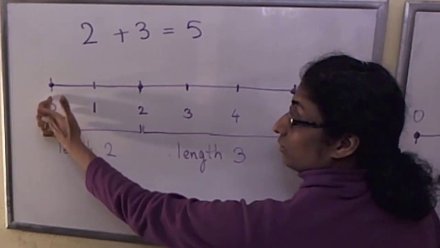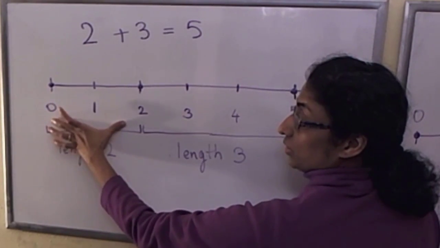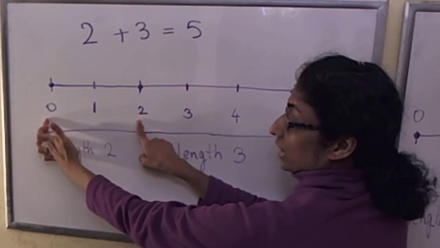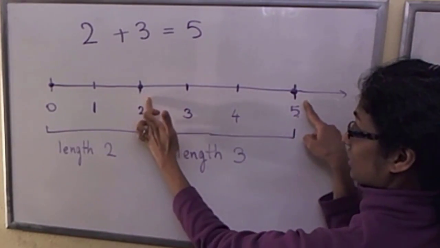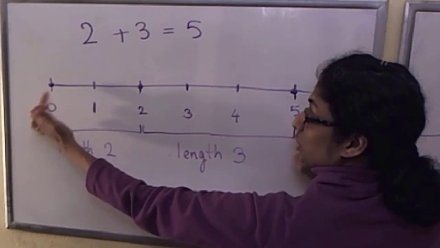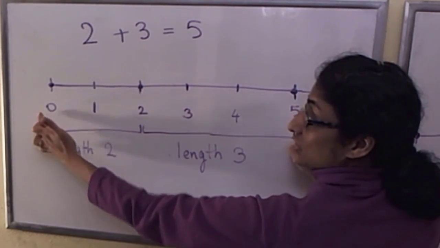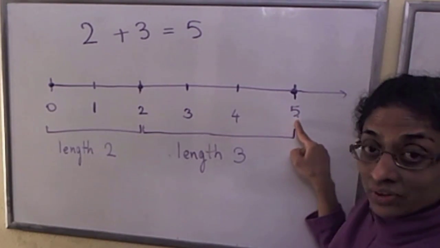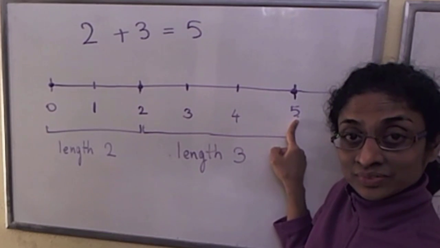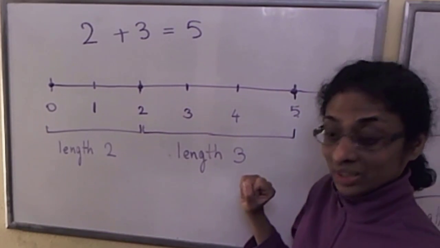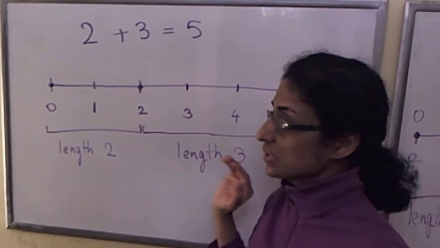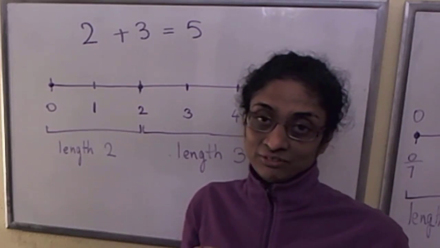We start at 0, your first segment starts at 0 and ends at 2. That's your length 2. And then the next segment is length 3. 2 plus 3 is the length of this long segment, and the answer 5 shows up here. So that's how we do that. Now let's see how we can use the same idea and add fractions.